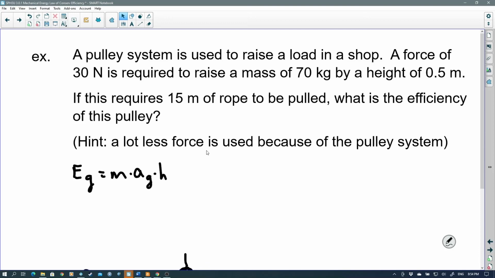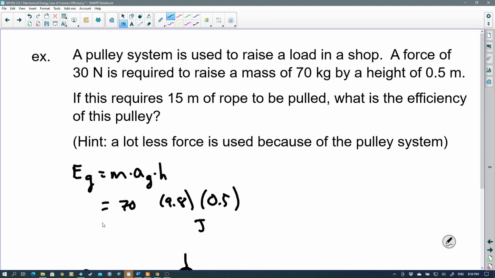What's the most efficient way of raising this thing? It would just be to grab it and lift it straight up in the air. So our mass is 70 kilograms, our acceleration of gravity is 9.8, and our height is 0.5. Let me erase the units here, actually. We know our final unit is going to be joules. So we've got 70 times 9.8 times 0.5, and that gives 343 joules.